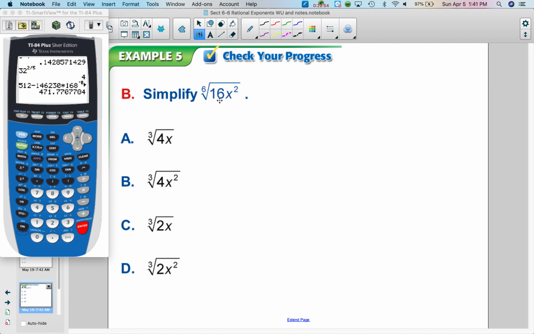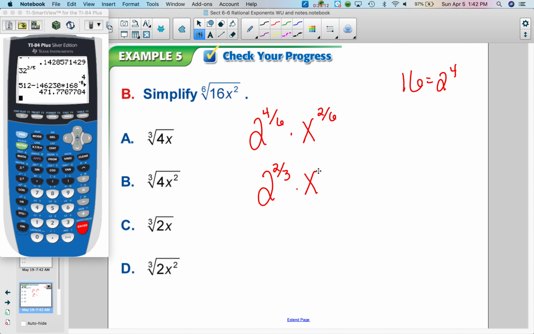Okay, so we're going to break that 16 down, and when you do, you will get 2 to the 4th power. So we're going to have 2 to the 4/6 times x to the 2/6. Remember, the 6 is the root, so it goes in the bottom. Reduce the fractions. And notice my answer choices all have radical forms. Because they both have 3's in the denominator of the fraction, we have a cube root. 2 squared is 4, and then we have an x to the 1st. So you should have gotten A.